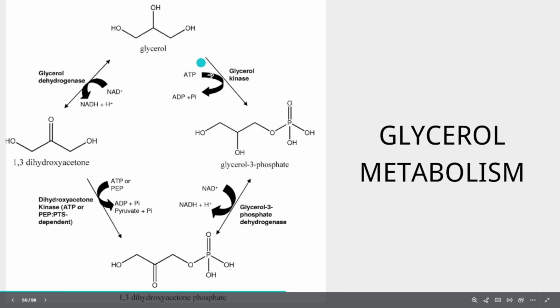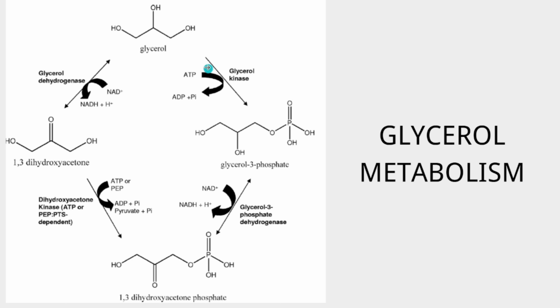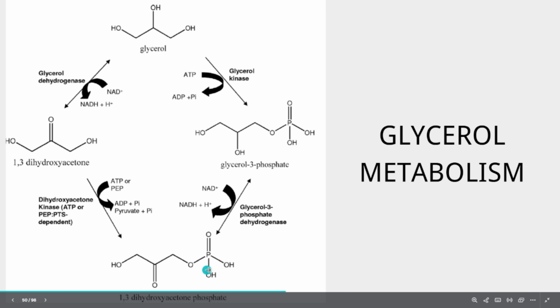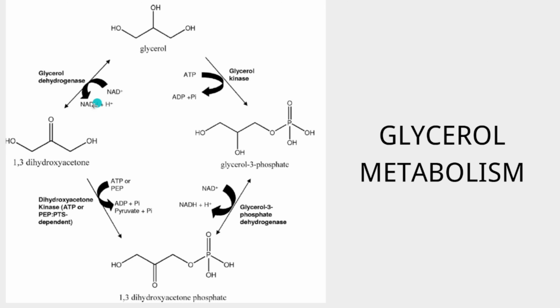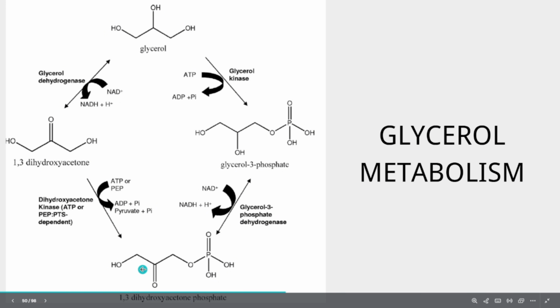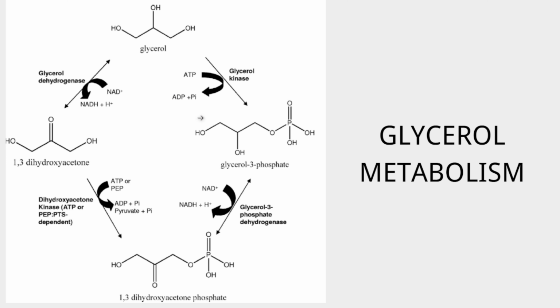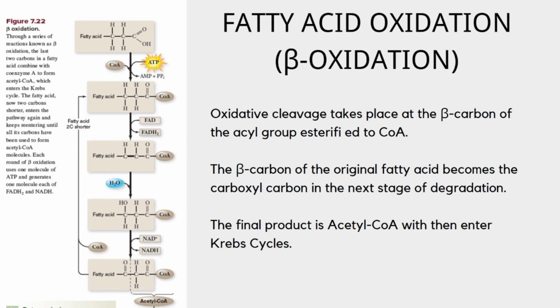Either the glycerol goes through phosphorylation to form glycerol 3-phosphate, and after that dehydrogenation to form dihydroxyacetone phosphate. Another way is they use a dehydrogenase to form dihydroxyacetone, and then use ATP to form dihydroxyacetone phosphate. Either one. So this is glycerol metabolism. Very easy. The most important thing is here.